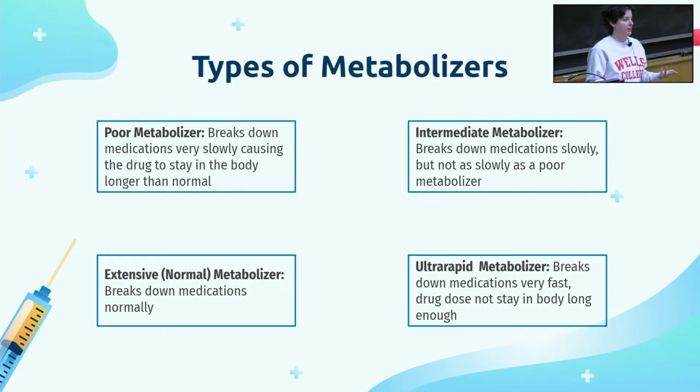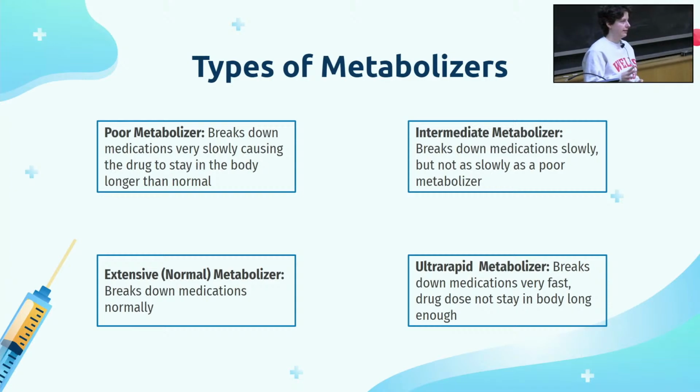So if someone's a poor metabolizer and I give them a normal dose of citalopram, they can experience serious adverse effects at a normal dose because that drug is sticking around in the body for a little too long. So you're just getting more of it than you're expecting.